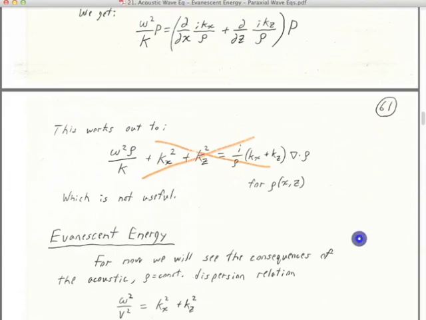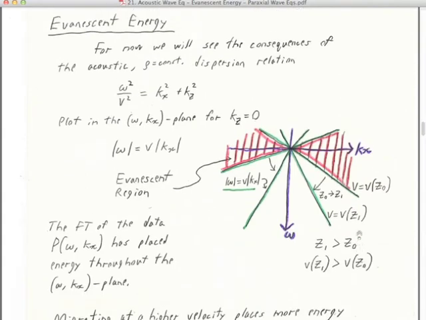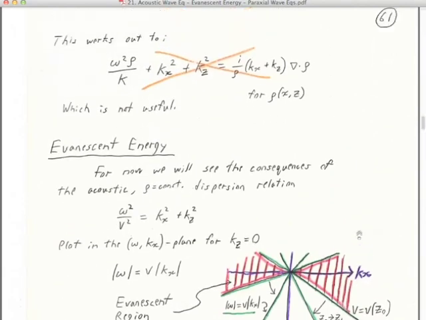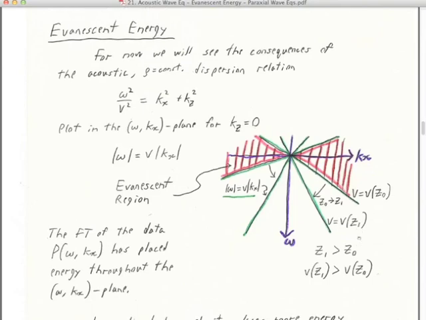I need to take a look at a feature of the migration, the downward continuations we're using, and the migration solutions that we have, called evanescent energy. This occurs in our Fourier domain, our FK migration solutions for the dispersion relation. Okay.